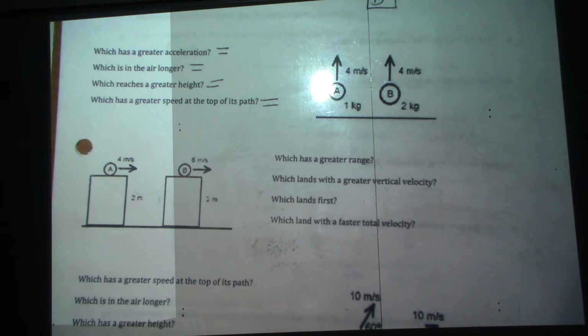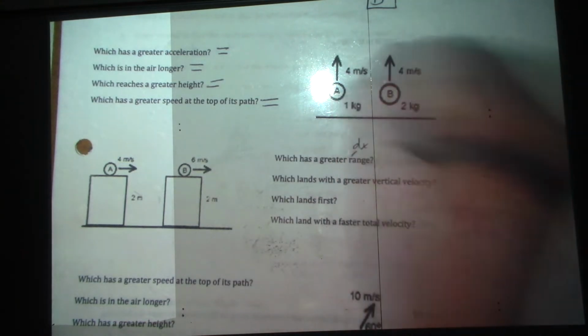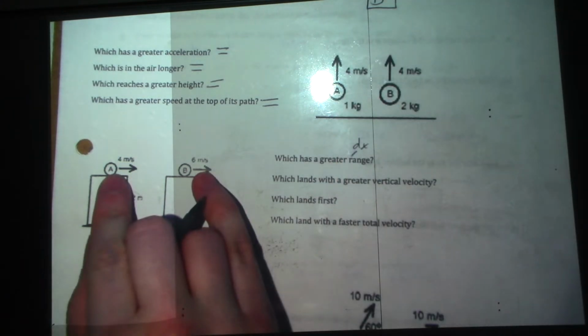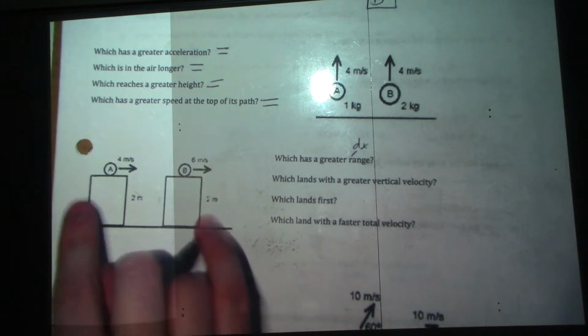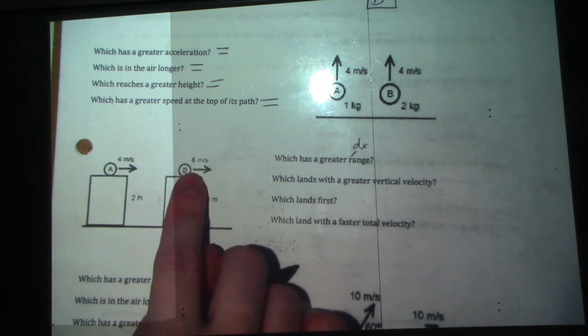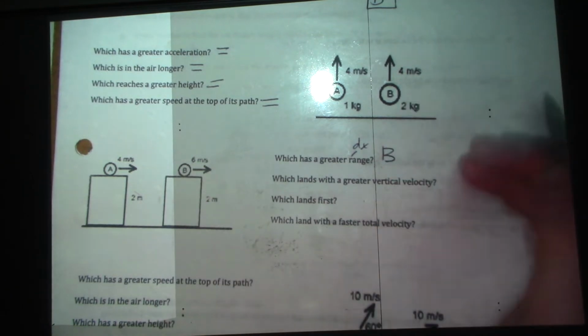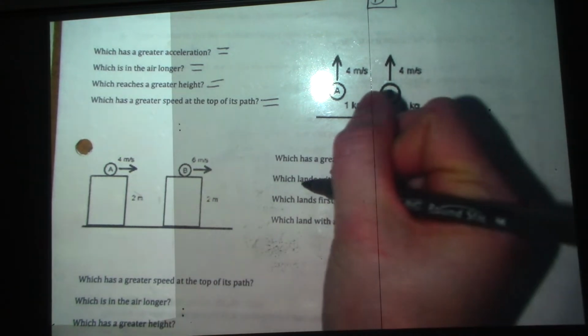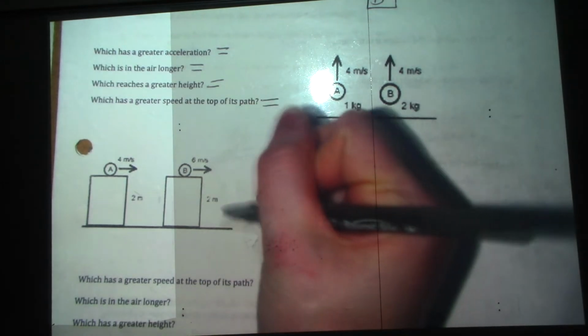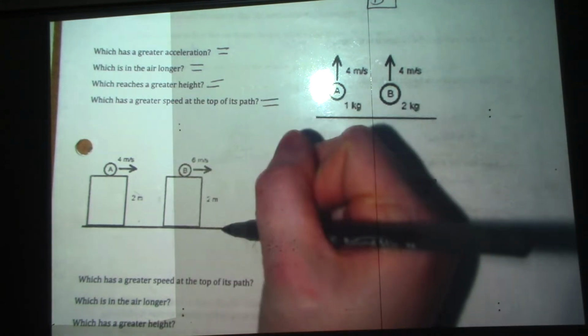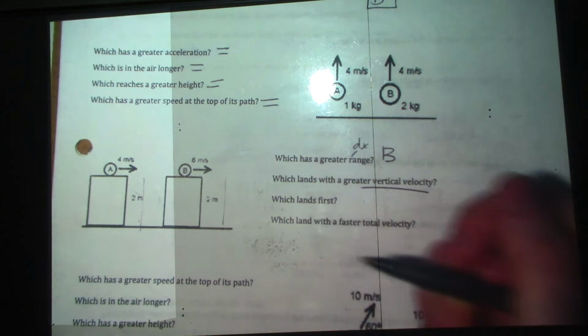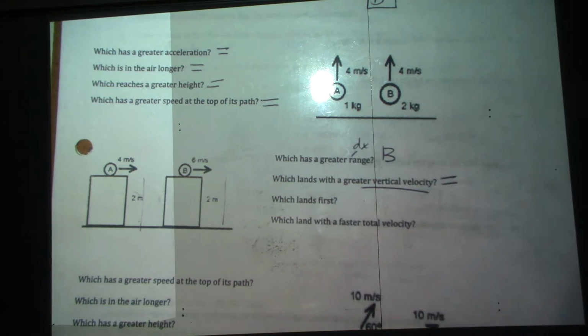These two, which one has a greater range? Range meaning x distance. So if I look, they both have the same y, which means we'll be in the air for the same amount of time. This one has a greater x velocity, so it's going to go farther in that time. Greater vertical velocity lands with the greater vertical velocity, while the y part, it'll be in the air for the same amount of time, following the same distance with the same acceleration, so they should land with the same exact y velocity.